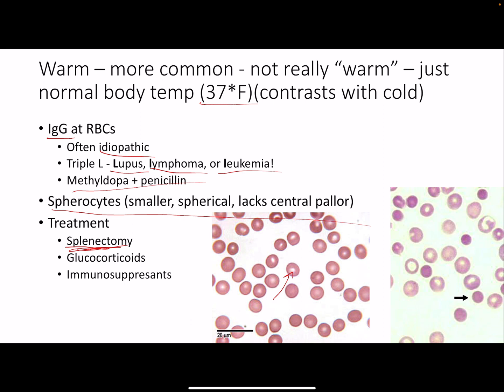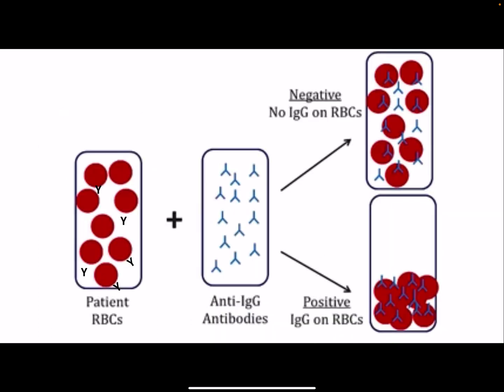Remember that if you take out the spleen, you might get Howell-Jolly bodies. A Howell-Jolly body is just a red blood cell with a nucleus. Usually the spleen takes care of those, but not if you don't have a spleen. Alternatively, let's just suppress the immune system with glucocorticoids or immunosuppressants, and maybe these antibodies will stop targeting these red blood cells for no good reason. If we want to detect these antibodies, we can do what's called a Coombs test, also known as a direct antiglobulin test.